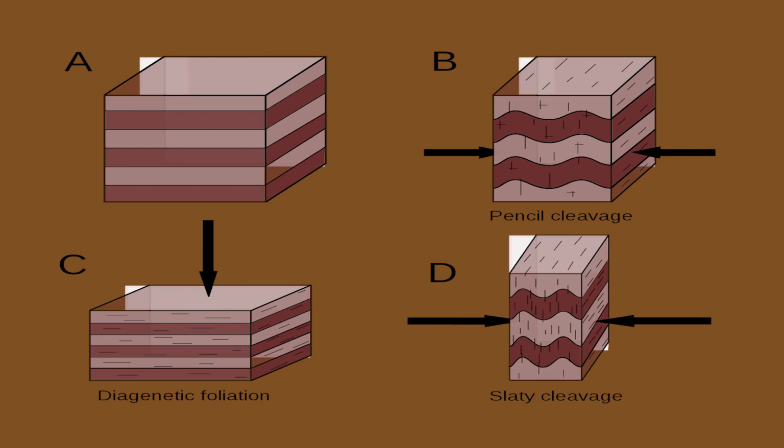Slate is made up of microscopic mica minerals, usually muscovite. These are flat minerals that are aligned parallel to each other. This orientation of the crystals causes slate to break easily in one direction. This property is called slaty cleavage.